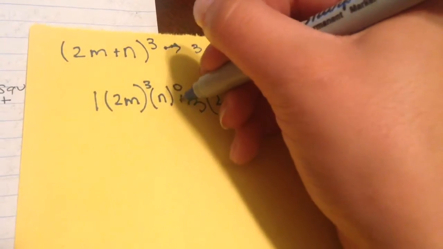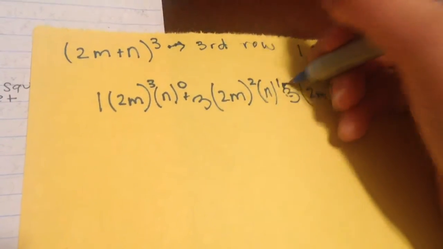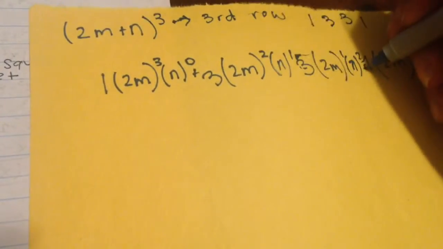Next, what you want to do is take the n. We're going to do the same thing, just backwards. So we're going to go n to the 0, then n to the first power, n to the second power, and then n to the third. Next, we're just going to put plus, plus, plus, and that's it.